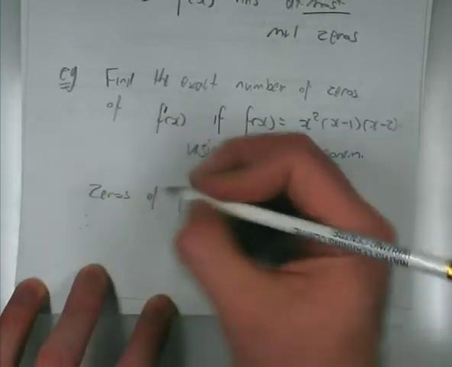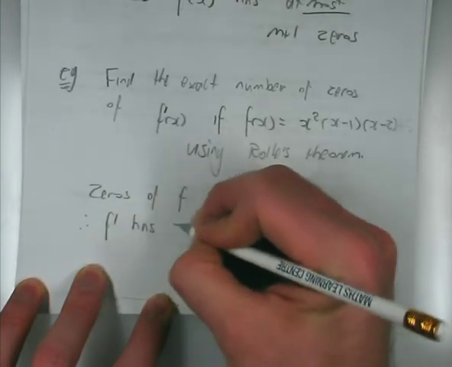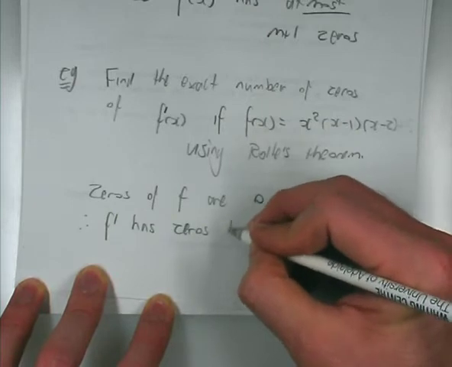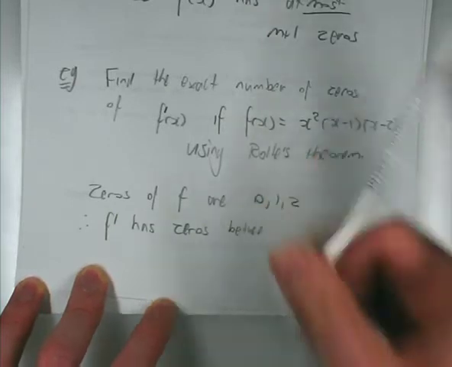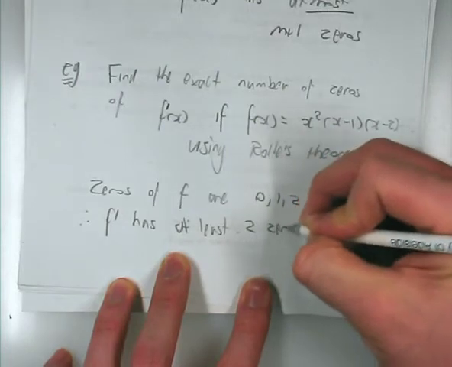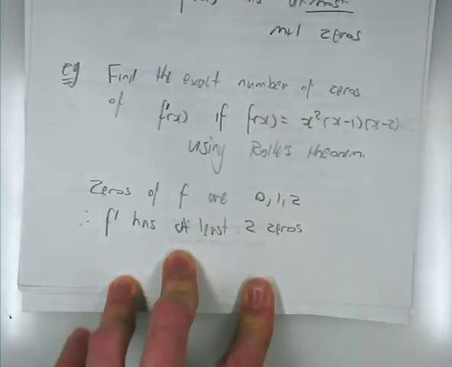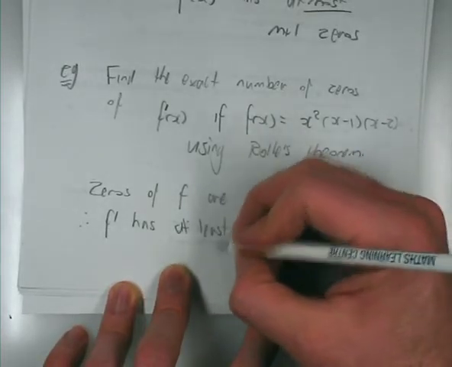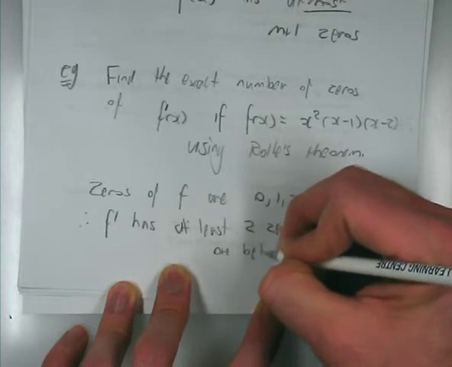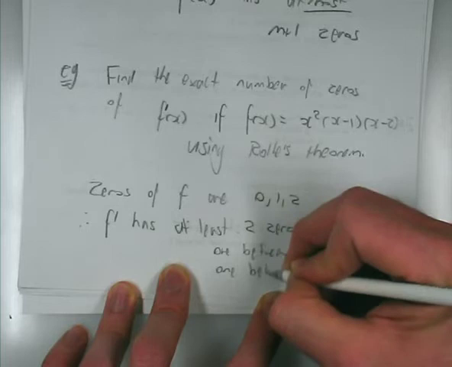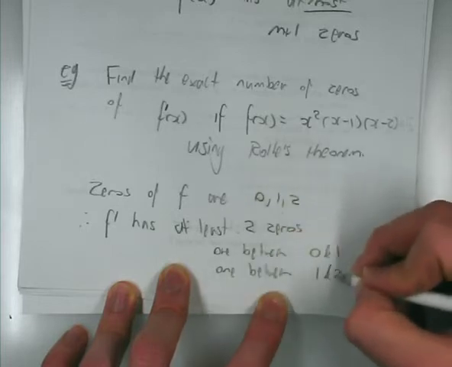So, therefore, f dash has at least 2 zeros. It could have more. Rolle's theorem doesn't say it could have as many as you like. It has at least 2 zeros: one between 0 and 1, and one between 1 and 2.